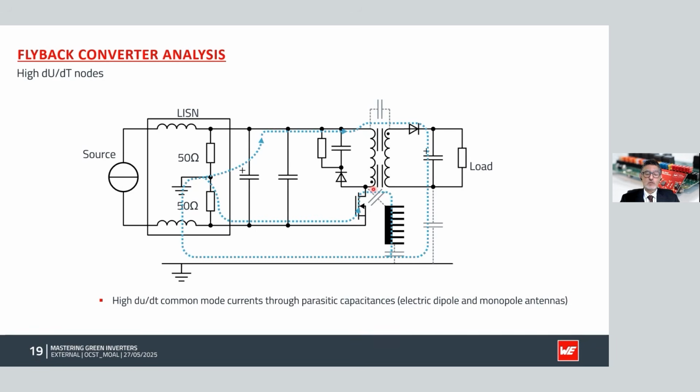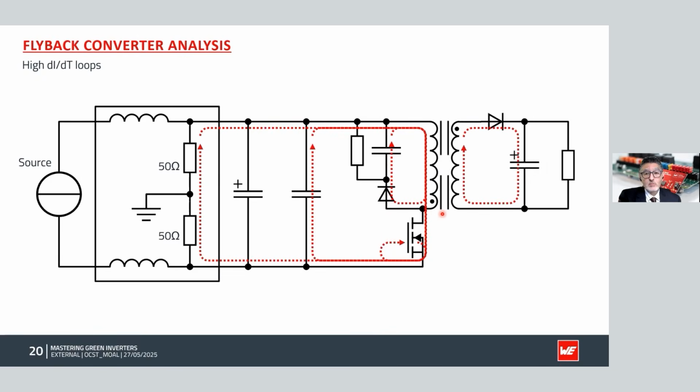And another pathway again through the parasitic capacitance of the drain junction of the FET, which is sitting on top of a heatsink with a thermal pad on top, creating a lovely capacitor. And again, that is providing a pathway for common mode noise back to your LISN, being picked up in conducted emissions, but this could also be radiated as well in higher frequencies.